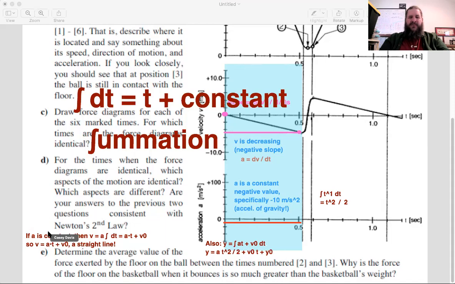In any situation where the acceleration is constant, you can know in advance that the velocity will be a straight line and the position will be a parabola. And that also goes in reverse. If the position is a parabola, then the velocity is a straight line and the acceleration is constant. Any questions on that so far?